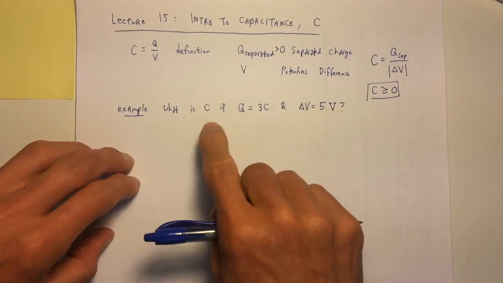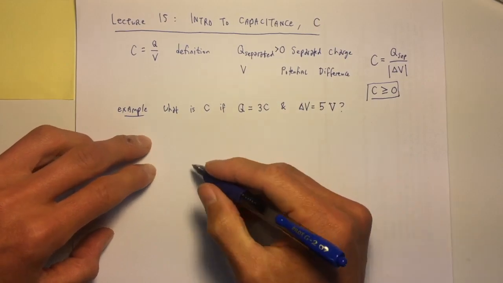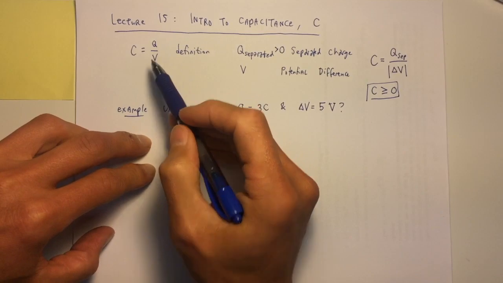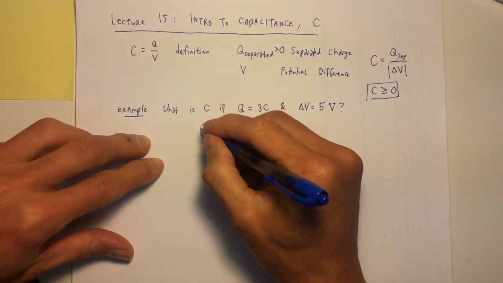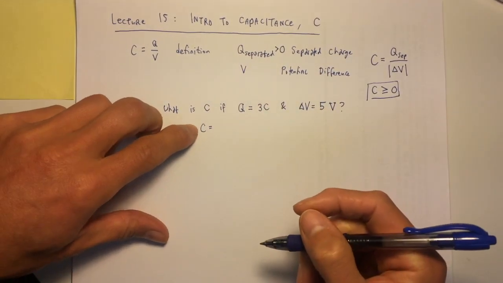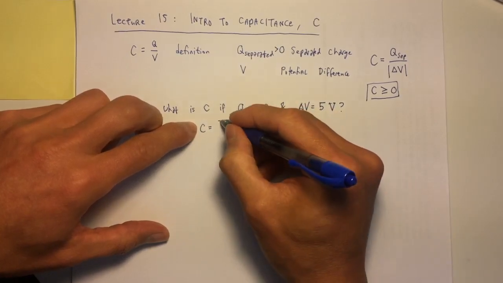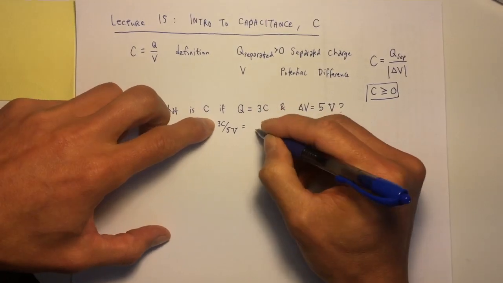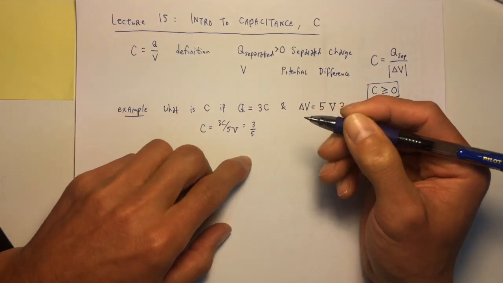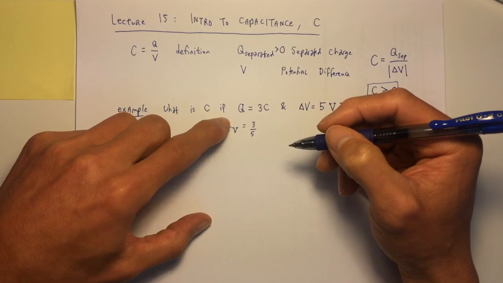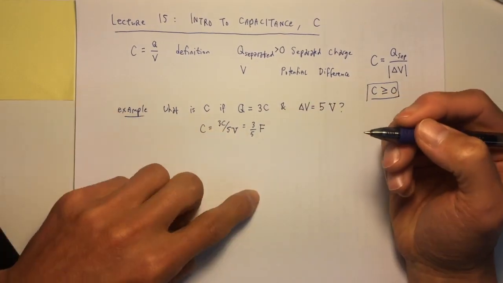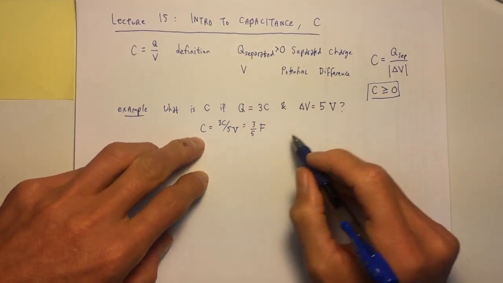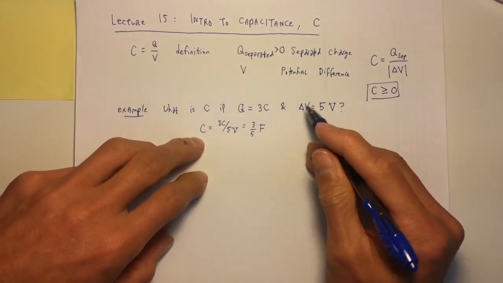So this is super easy to calculate, right? I'm given the charge and I'm given the potential difference, so I can just divide. So you'll take capacitance equals 3 coulombs divided by 5 volts, which is 3/5. And in the introduction to this video, I said that the coulomb per volt is referred to as the farad. So this is the capacitance, and I am done in terms of calculating the capacitance.